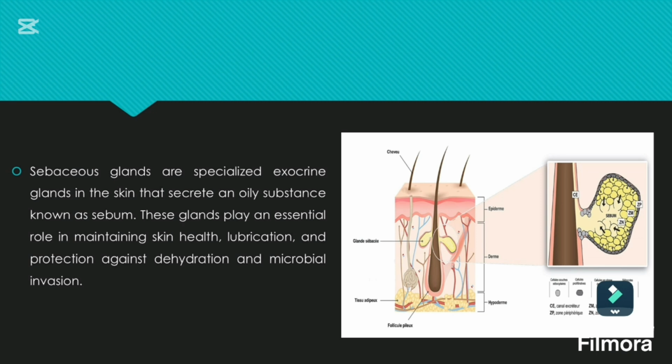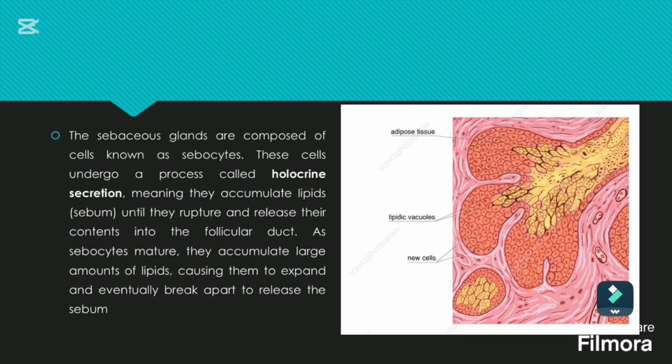Sebaceous glands are specialized exocrine glands in the skin that secrete oil substances, and these oil substances are called sebum. These glands play a role in maintaining skin health, lubrication, and prevention against dehydration and microbial invasion. These are the functions of the sebaceous gland. Aside from these functions, these glands have cells present in them, and these cells are called the sebocytes.